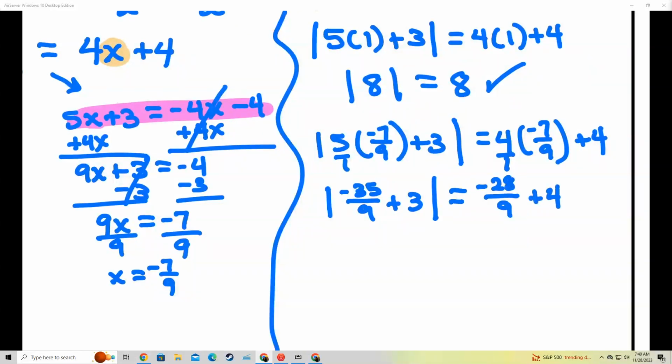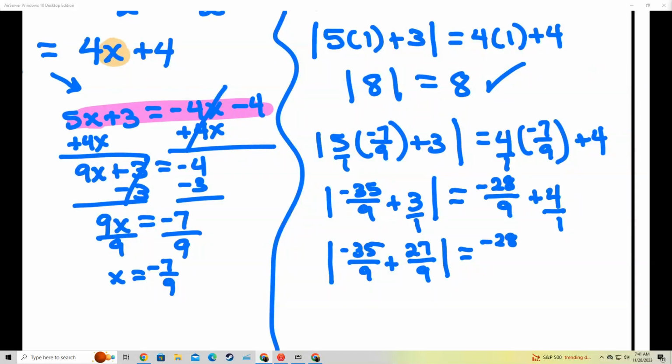Adding fractions, you need to have the same denominator. Well, let's see. This is a fraction. This is a fraction. They don't have the same denominator. To make it the same denominator, I need a 9 down here. So I'm going to multiply top and bottom by 9. That's going to be absolute value of negative 35 over 9 plus 27 over 9 is equal to negative 28 over 9. Again, I need the same denominator, so I need to multiply this by 9 on top and bottom. That becomes a 36 over 9.